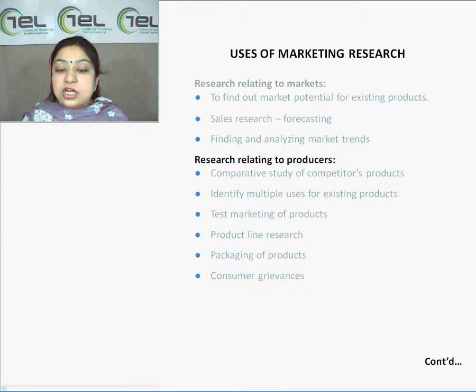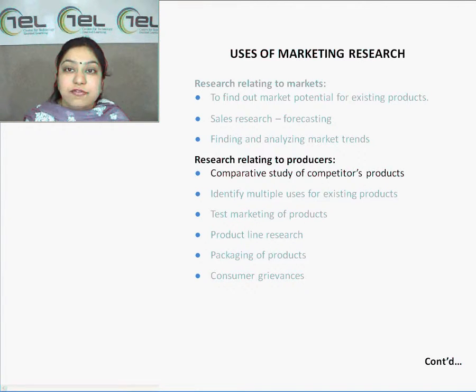Now, research relating to producers. What kind of research is related to the producers? First, you make a comparative study of the competitors' product. You try to analyze the sales of the competitors' product and the price of the competitors' product. All this will affect the planning of your particular product.